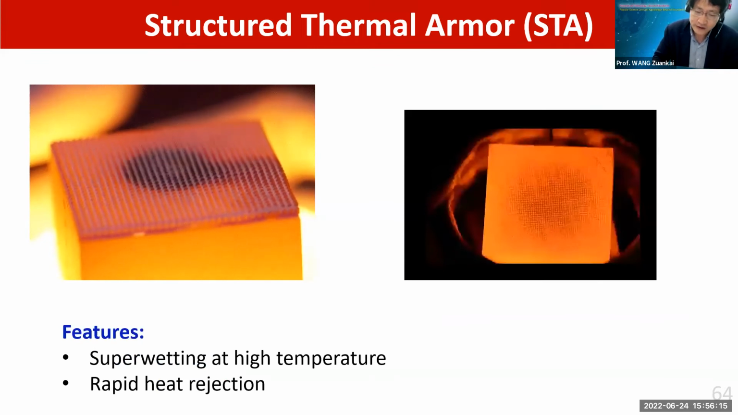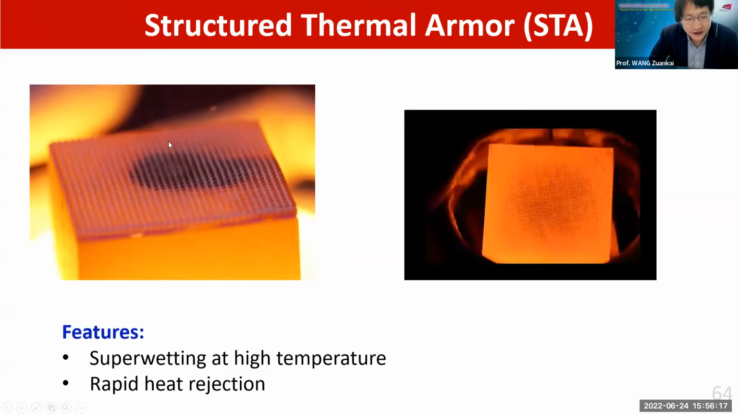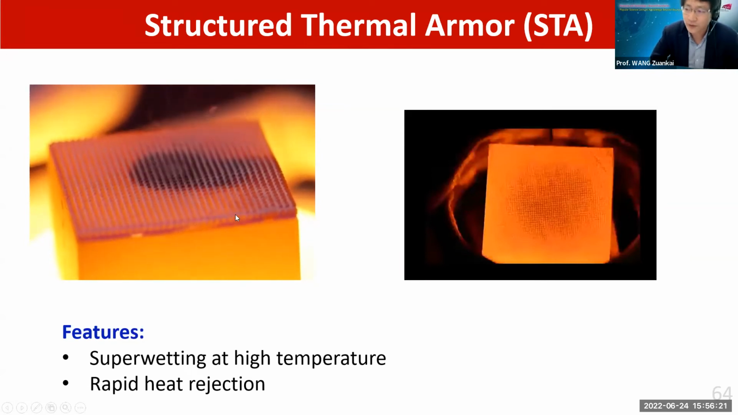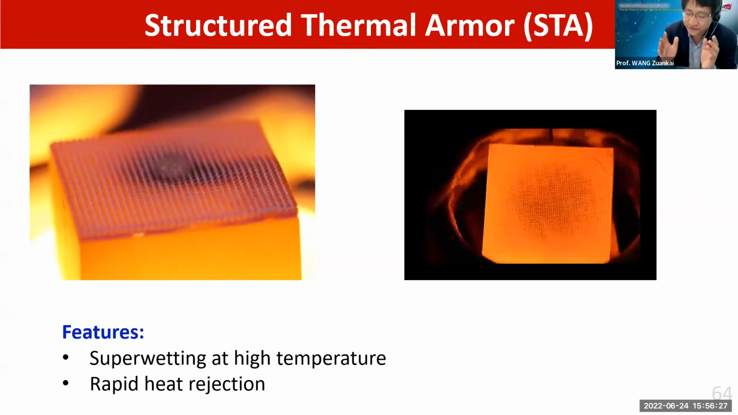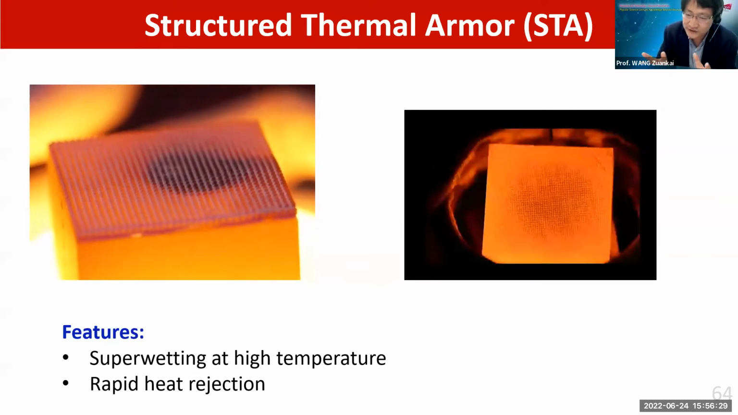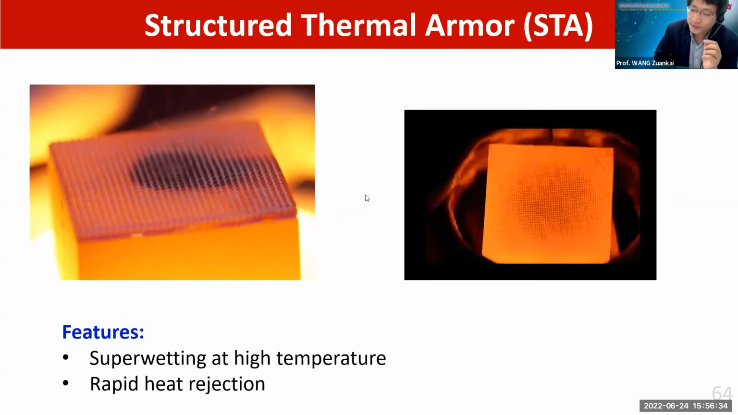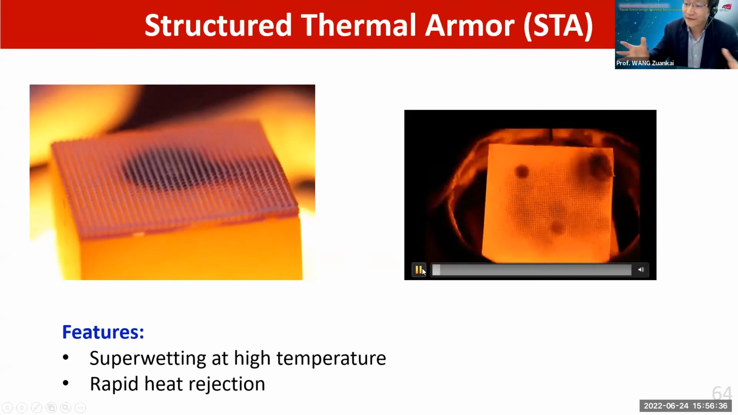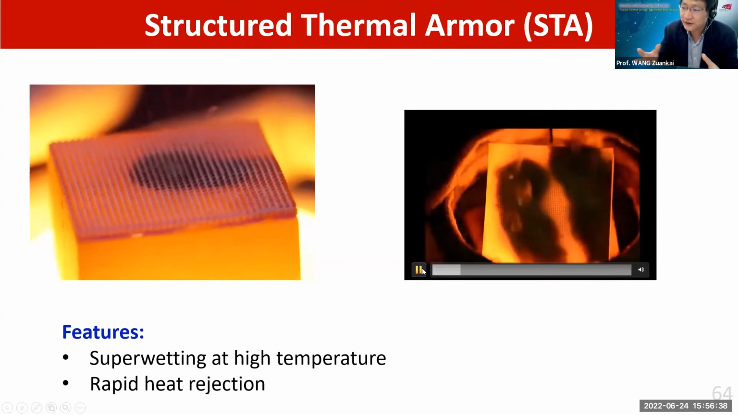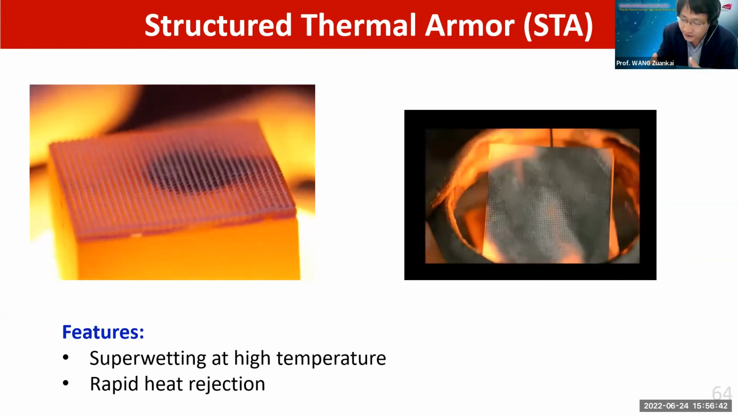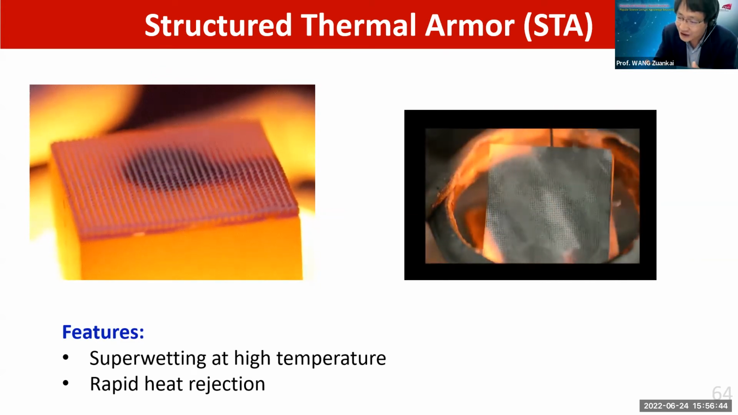Okay, so now let's look at what happened. As shown here, the temperature is more than 1000. Okay, when we put the droplet on the hot surface, the water flew and the water spread spontaneously. So this is for the first time we can achieve superwetting at extremely high temperature. Because the water evaporated very quickly, even though the initial temperature is more than 1000, we can quickly cool down the surface down to 100 degrees.